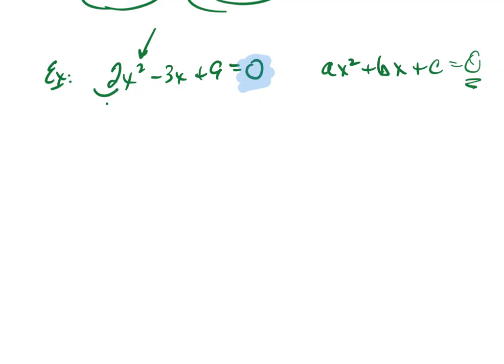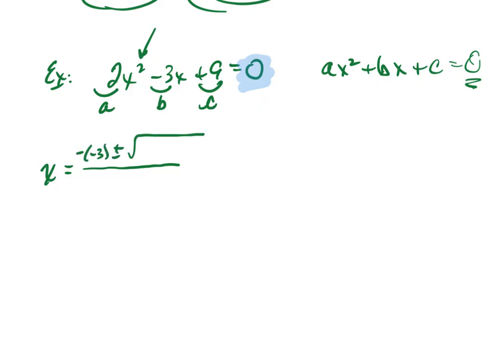Then the number in front of the squared term is a, the number in front of the x is the b, and the number by itself is the c. And then we can just simply put the numbers into the quadratic formula. So the opposite of b, plus or minus the square root of b squared minus 4ac, all over 2a. And remember, when you put a negative number into a formula, wrap it in parentheses.